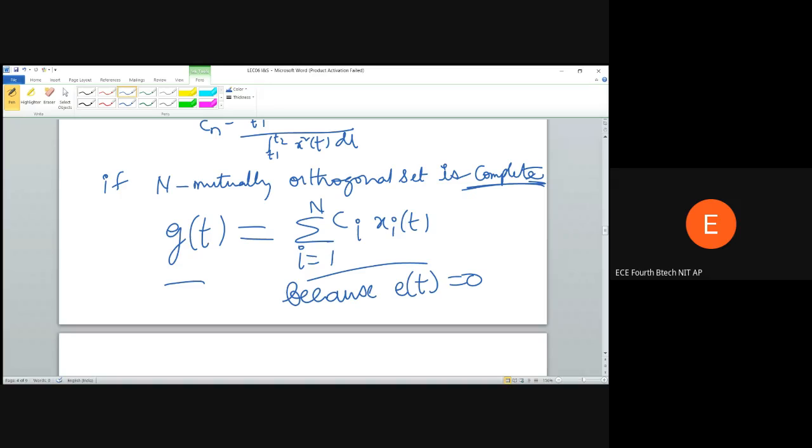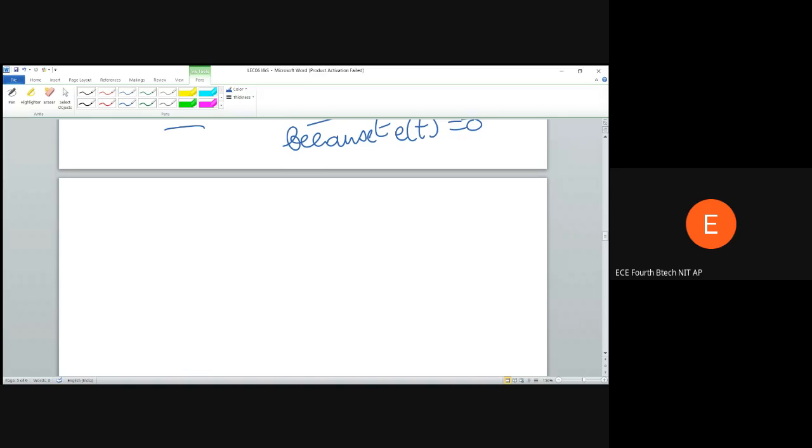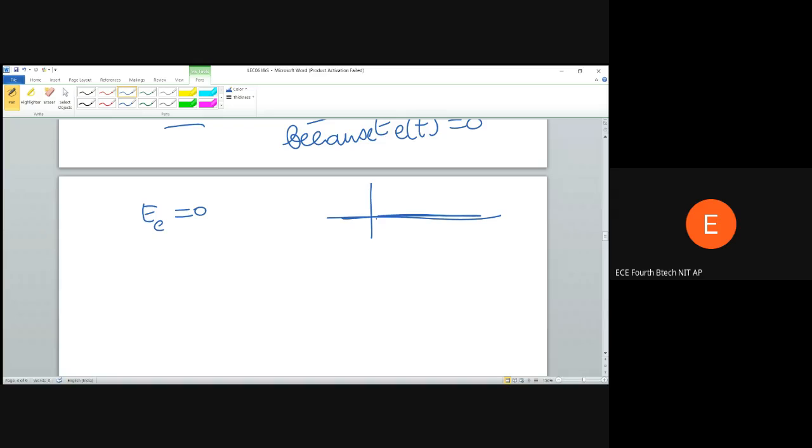Actually, what I mean is that it is not E of t, it is the energy of E of t that is equal to 0. I'll try to repeat this once again. We are going to say that the energy of the error signal is equal to 0. Energy of the error signal equal to 0 will occur in two cases. One case is if the error signal is completely 0.